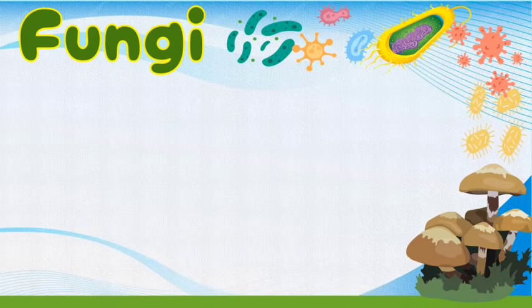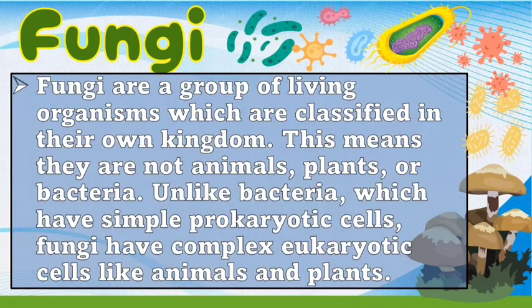So let's discuss fungi. Fungi are a group of living organisms which are classified in their own kingdom. This means they are not animals, plants, or bacteria. Unlike bacteria, which have simple prokaryotic cells, fungi have complex eukaryotic cells like animals and plants.